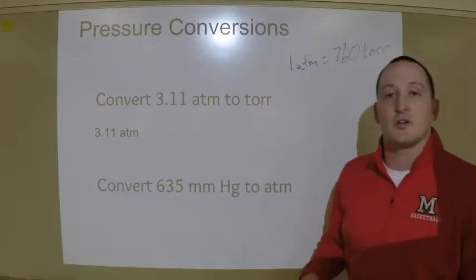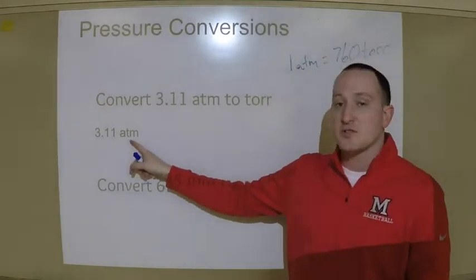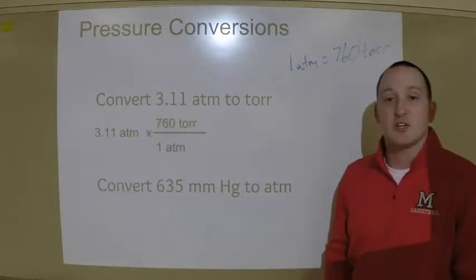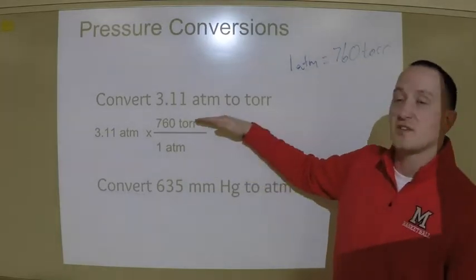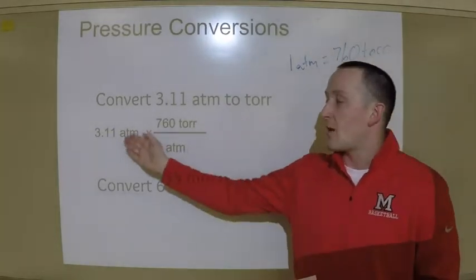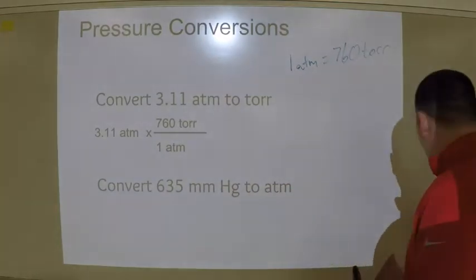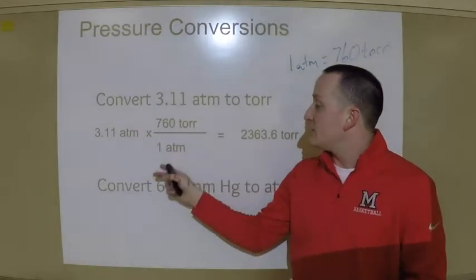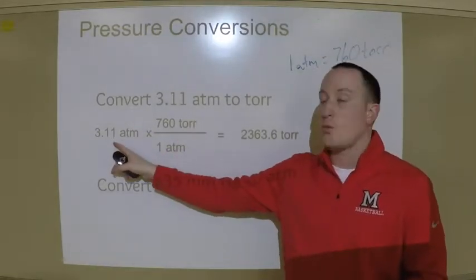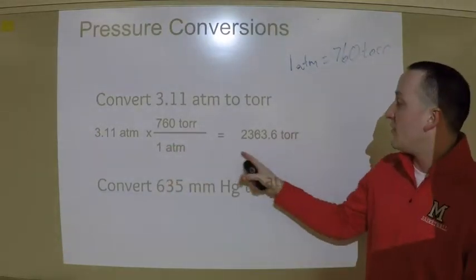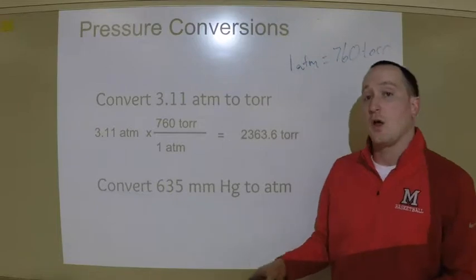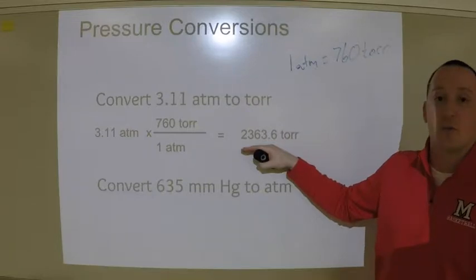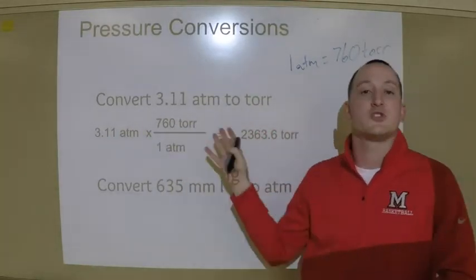So what unit is going to go on the bottom? Well, since we're starting in atmospheres, that means atmospheres needs to go on the bottom. So when I set up my conversion factor, it's going to look like this. Since 1 atmosphere is equal to 760 torr, and I want to get rid of atmospheres, I'm going to put that on the bottom. So I go ahead and do that. And I would get rid of these units. I would only be left with torr, so I do 3.11 times 760, and I would get this as my amount of torr. In other words, these two pressures, 3.11 atmospheres and 2,363.6 torr, are the same pressure, but we're just converting.